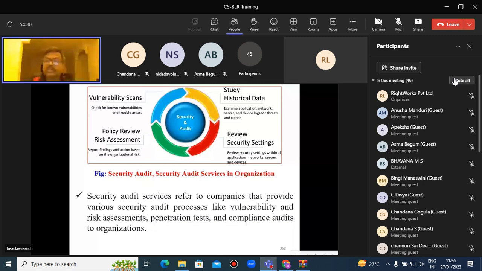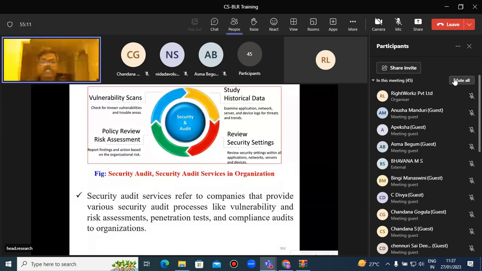Then review security settings: review security settings within all applications, networks, servers and devices. We need to review what type of security settings we are using. Then finally policy review and risk assessment. What type of policy we are using, and we are reviewing the risk assessment level. It reports findings and action based on the organizational risk. So these are the security audit services in the organization.